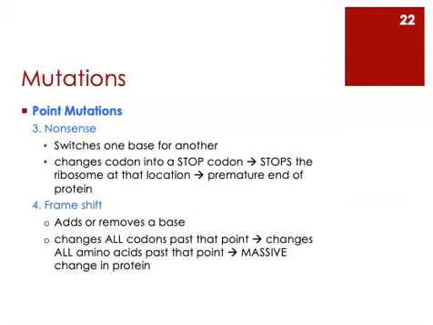Imagine if you have codons, groups of 3 bases, one after the other. If you add in an extra base, you've now shifted every codon from that point on by 1 base. If you remove a base, you've now shifted every codon from that point on by 1 base. So just like nonsense mutations can cause big changes in the protein, frame shift mutations do the same. They change a whole bunch of codons, which changes a whole bunch of amino acids and causes a massive change in the protein.